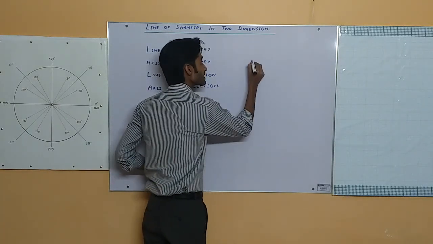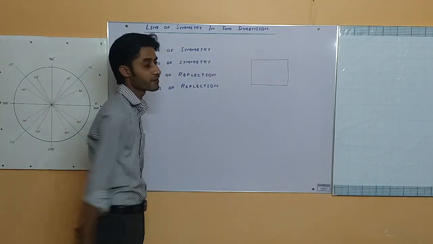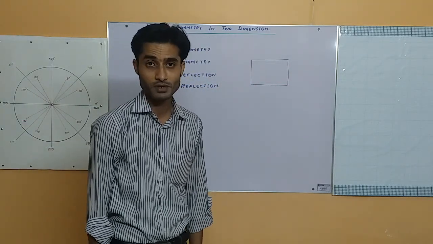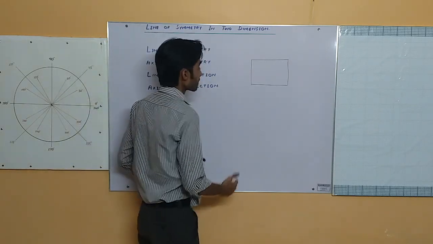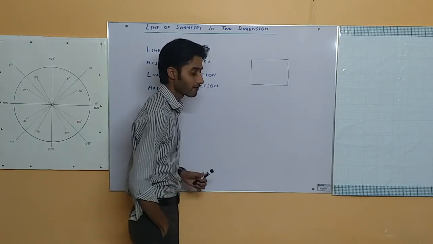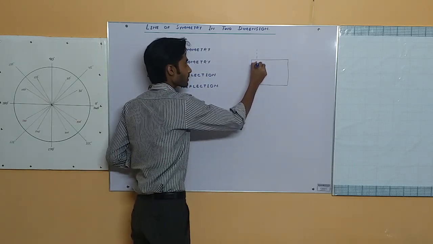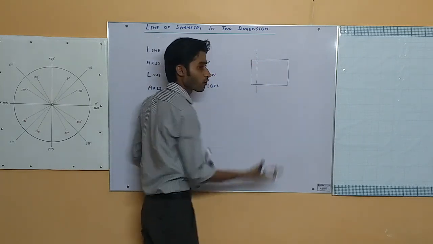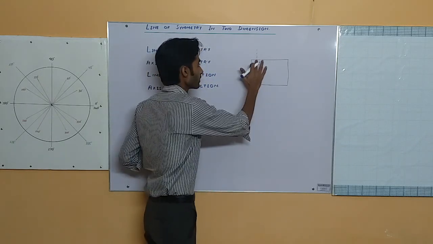In the next class, I'll be discussing, if I give you a rectangle and ask you to draw a line of symmetry, or as many lines of symmetry as possible, then you have to decide at which point I should divide this shape so that I get two halves. Should I divide it like this? If I divide it like this, this is the first part and this is the second part. Obviously they are not halves. So obviously this is not a line of symmetry.